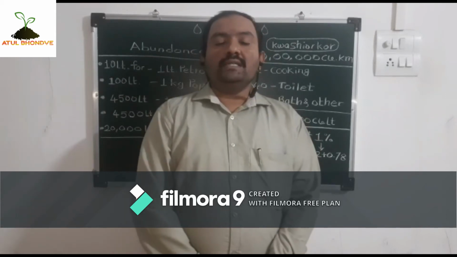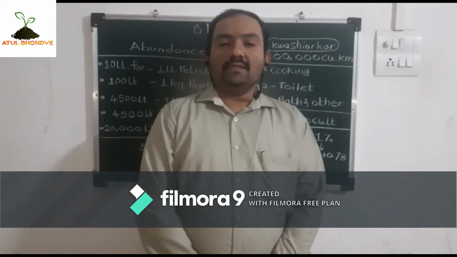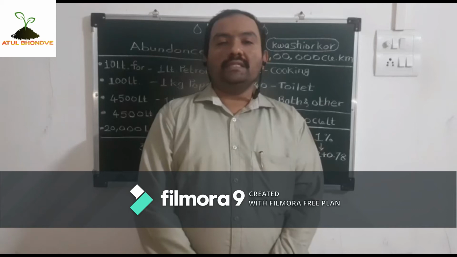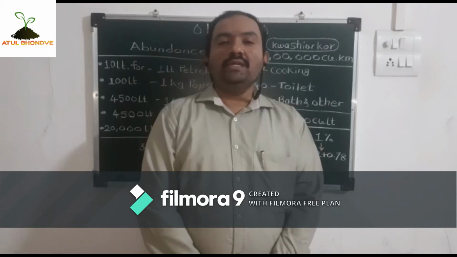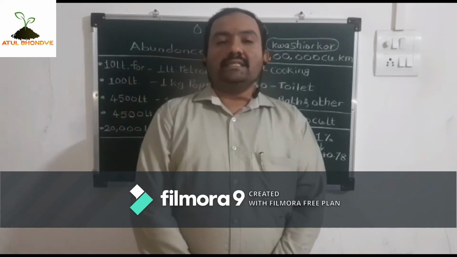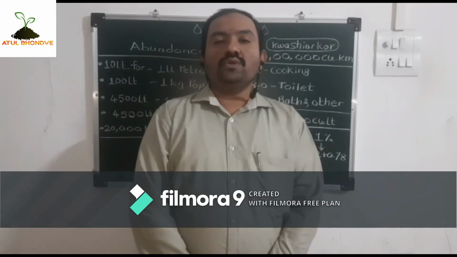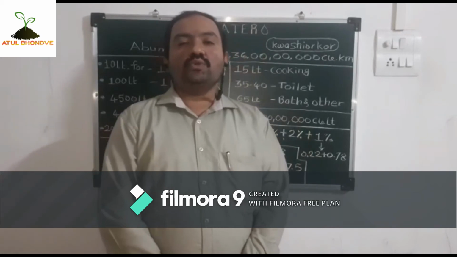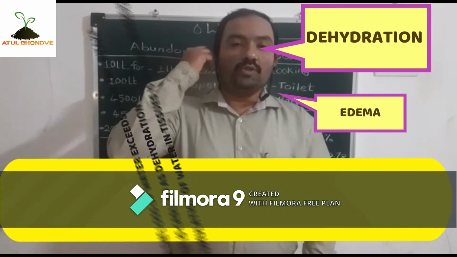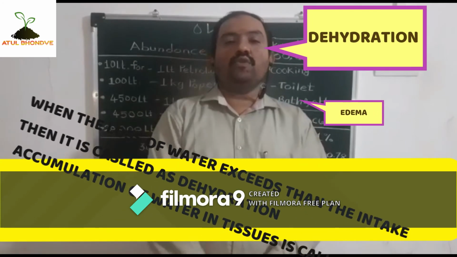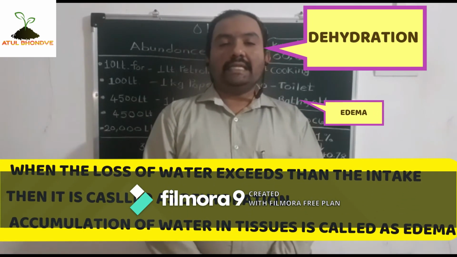When the loss of water is more, it is called dehydration. When there is a loss of water from the body, it is called dehydration. Dehydration is caused due to the loss of extra water through vomiting, diarrhea, or more urine, and because of that there is a loss of water from the body. It is called dehydration.